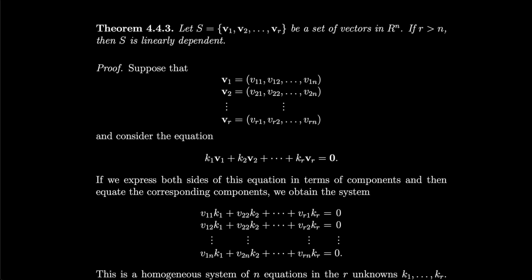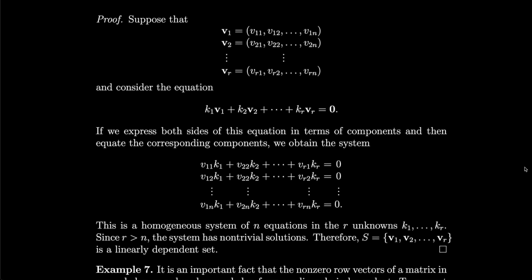Okay, so take all of the vectors, substitute in what they are, and we can get this system of equations right over here. This is a homogeneous system of n equations and r unknowns. But r is bigger than n. So automatically the system has non-trivial solutions. So then right off the bat, there you go. S has to be linearly dependent.